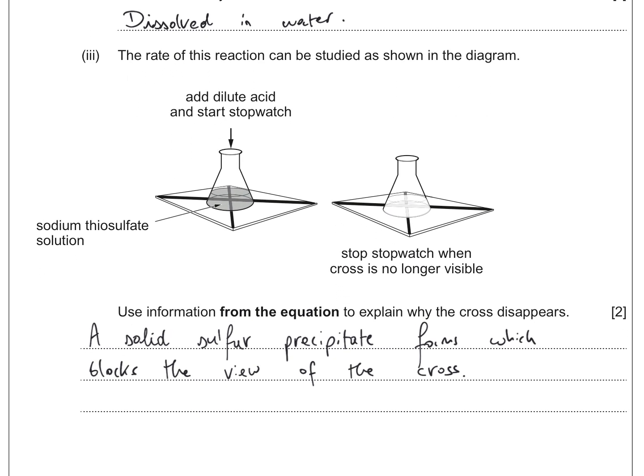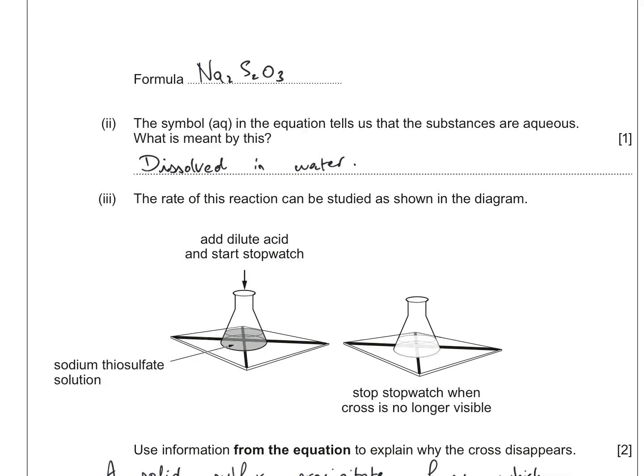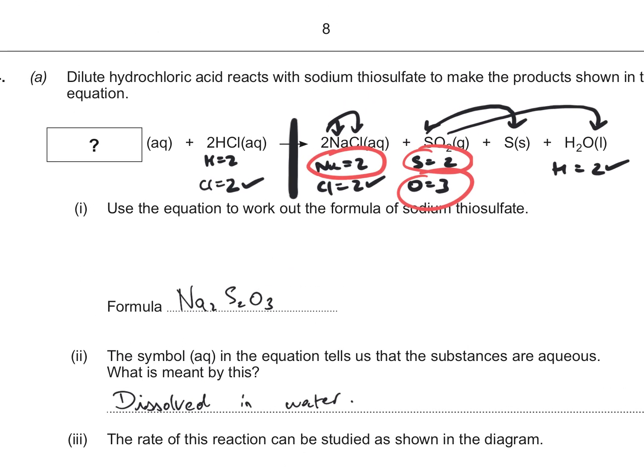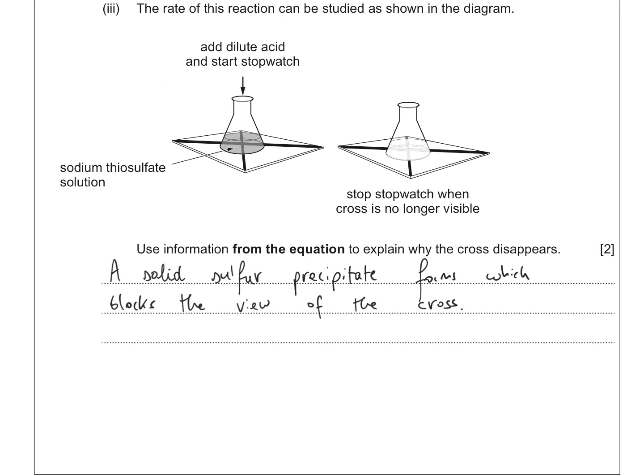Use information from the equation to explain why the cross disappears. Well, look in the equation. We need to be looking for a reason why this has changed colour. And if we look here, the reason it has changed colour is because we formed some solid sulphur. Now remember, when you form a solid from 2 liquids, we call that a precipitate. So it's there, a solid sulphur precipitate forms, which blocks the view of the cross.